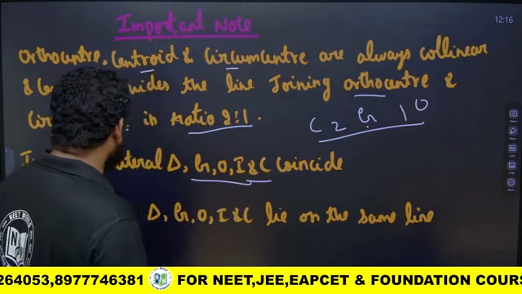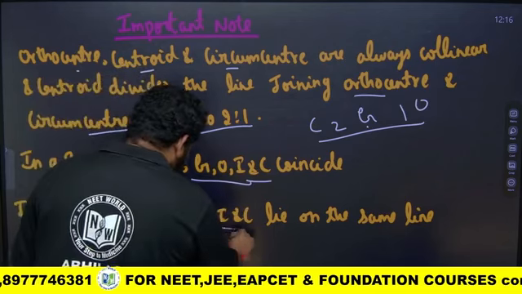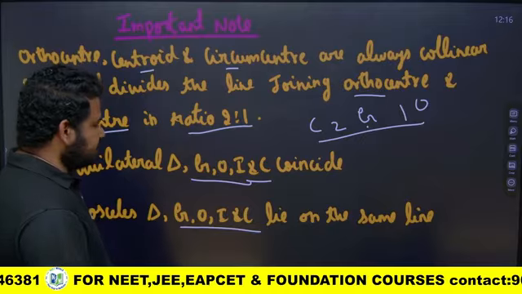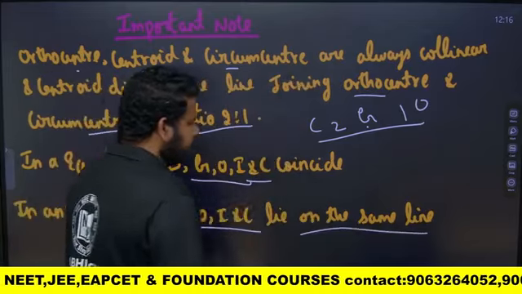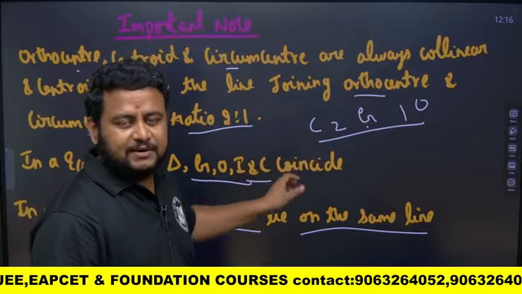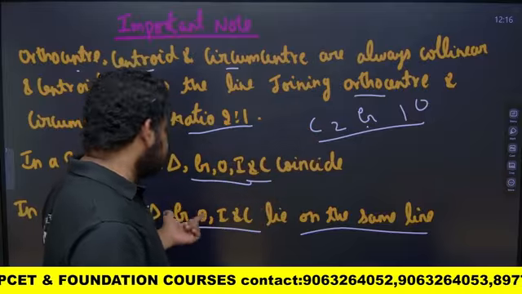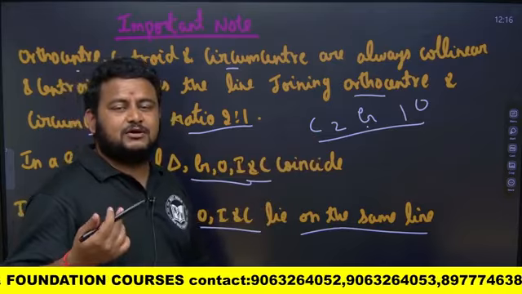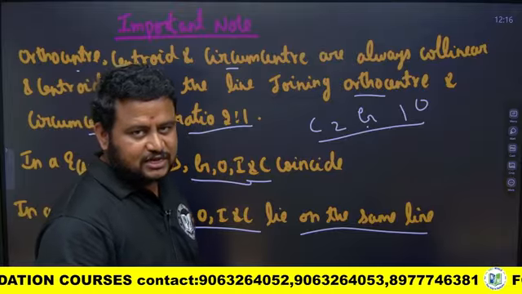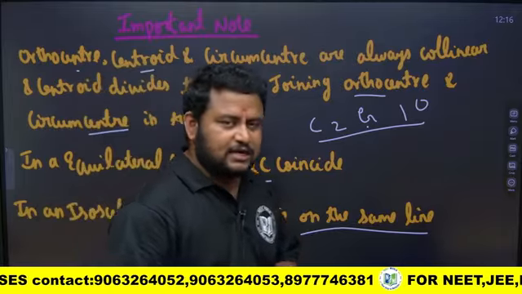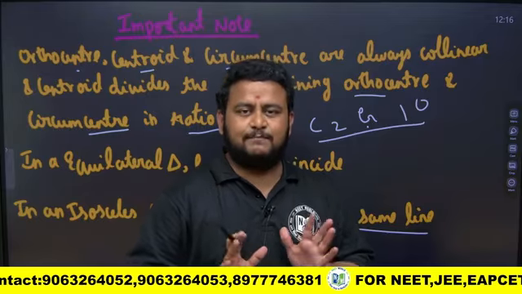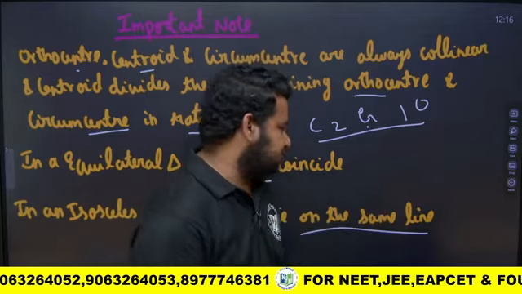That's it. In an isosceles triangle, listen carefully, the centroid, orthocenter, incenter and circumcenter lie on the same line. They coincide in an equilateral triangle, but in an isosceles triangle they lie on the same line. That means they are collinear. And when it comes to an equilateral triangle, they coincide, that is, they will be positioned at the same point. That's it.